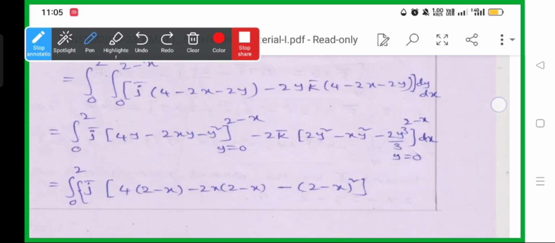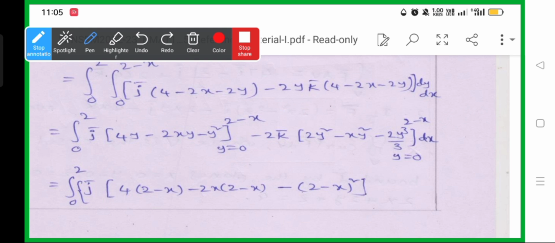Now integrating with dy, each term integrating with dy, wherever we find y, we need to integrate. Here there is a constant term, so integrating it will come 4y, and here it will be 2xy, and here it is y square by 2. This 2 and the denominator 2 will get cancelled, y square. And the limits are 0 to 2 minus x. Here minus 2k vector, take it commonly outside because that is a constant term. And here you have to simplify.